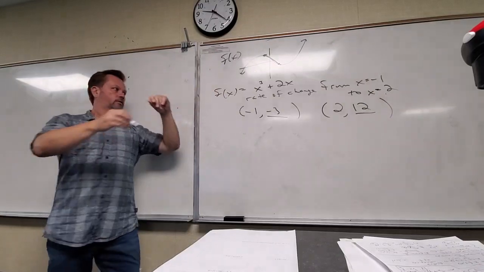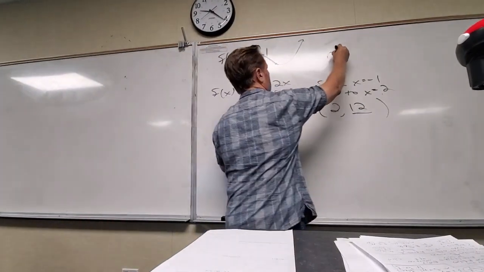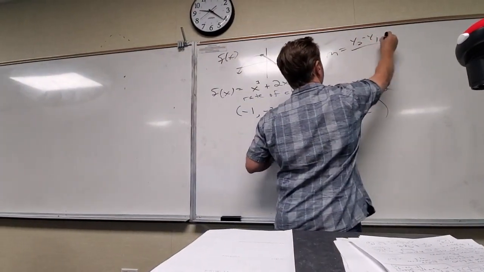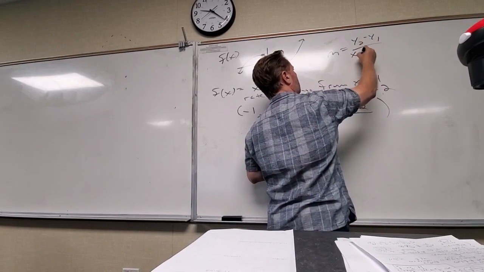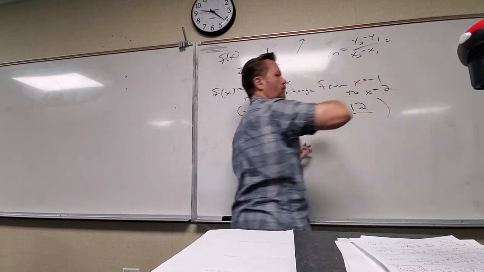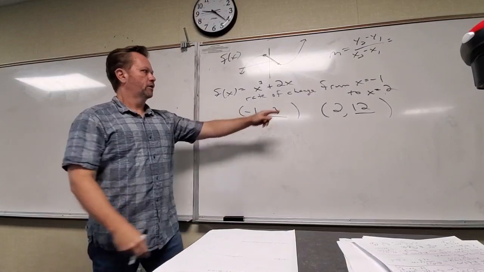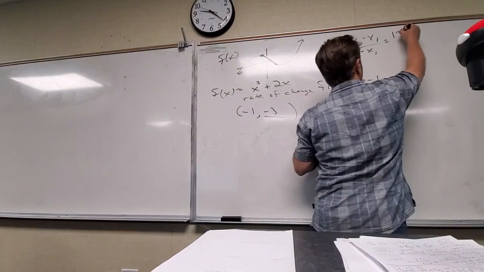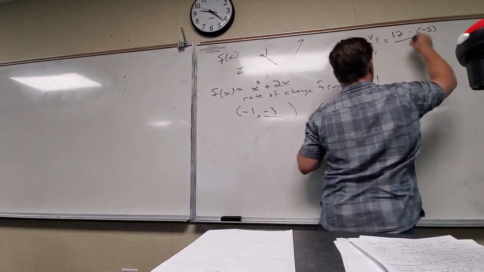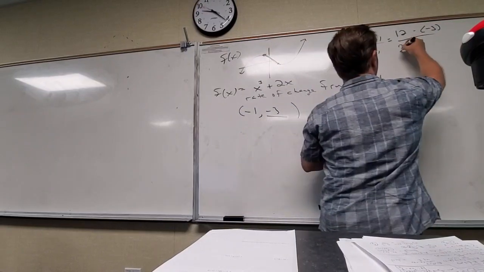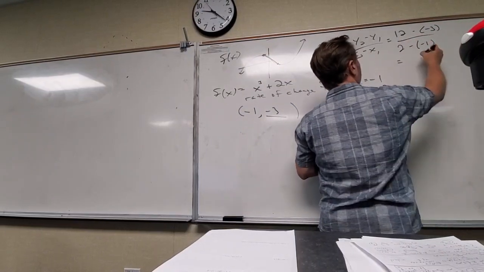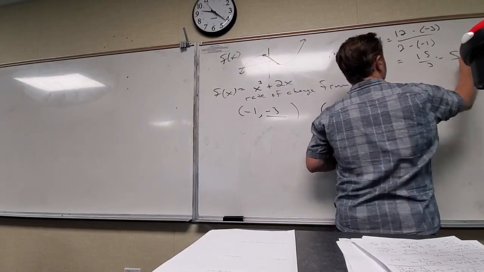How do I figure out the slope? y2 minus y1 over x2 minus x1. So then it would be 12 minus negative 3 over 2 minus negative 1. Oh, nifty. 15 over 3 is fine.